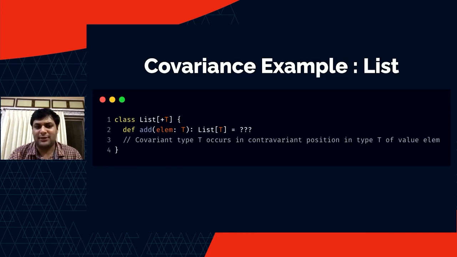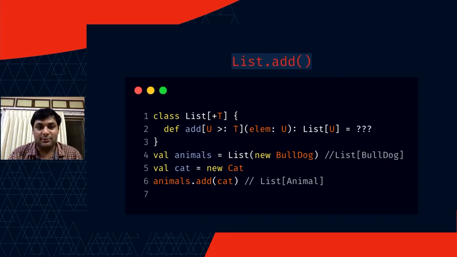Is there any workaround for that? Yes, type bounds to the rescue. As we can see in line number 2, we have stated there is a U type which is a supertype of T, and the element is of type U, and we are returning a List of U. Okay, so let's start with some operations on this list with our animal kingdom. Let's say we create a list of new Bulldog, so we get a List of Bulldog, then later on we add Cat and make it List of Animal.